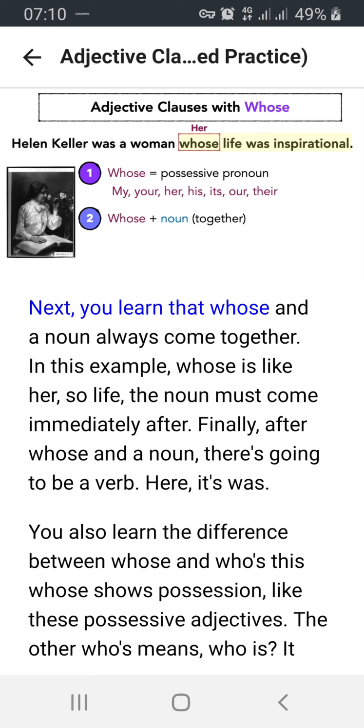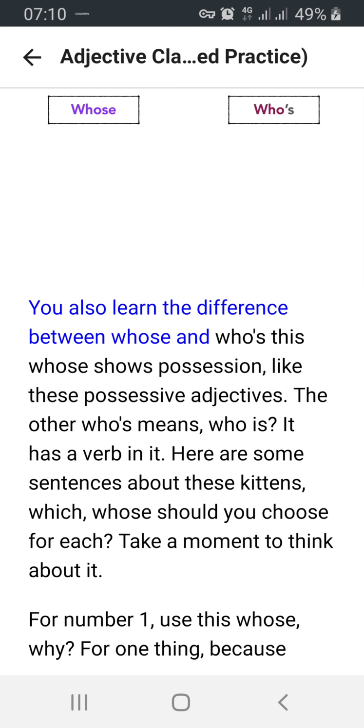Next, you learned that whose and a noun always come together. In this example, whose is like her, so life, the noun, must come immediately after. Finally, after whose and a noun, there's going to be a verb. Here, it's was. You also learned the difference between whose and who's. This whose shows possession, like these possessive adjectives, and the other who's means who is. It has a verb in it.